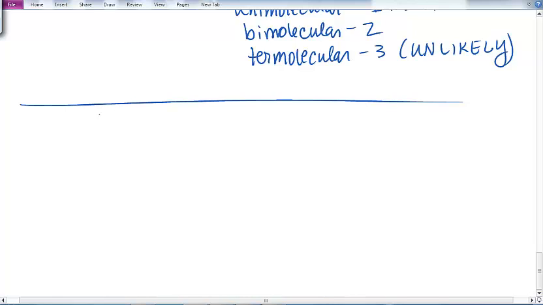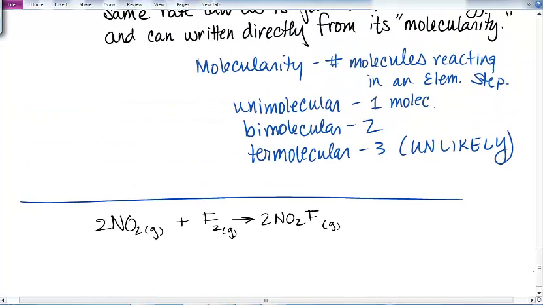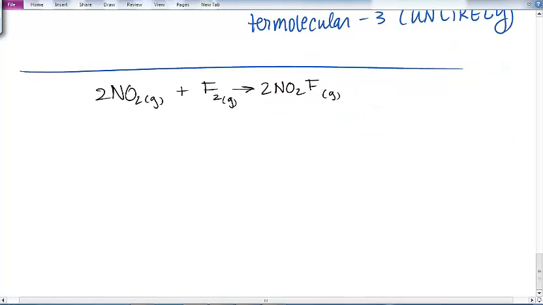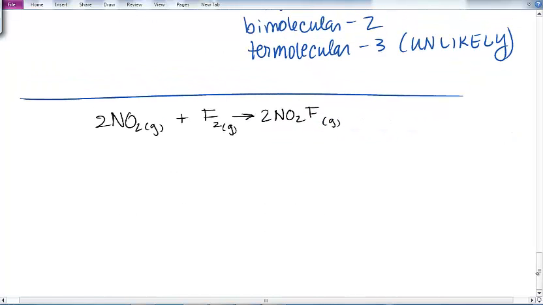First one, I'm going to use that same equation I just gave you. So NO2 gas plus F2, and there were two of those, yielding 2NO2F. Scroll up. And what we're going to look at is, I'm going to tell you the experimentally determined rate law. We got that? We good?